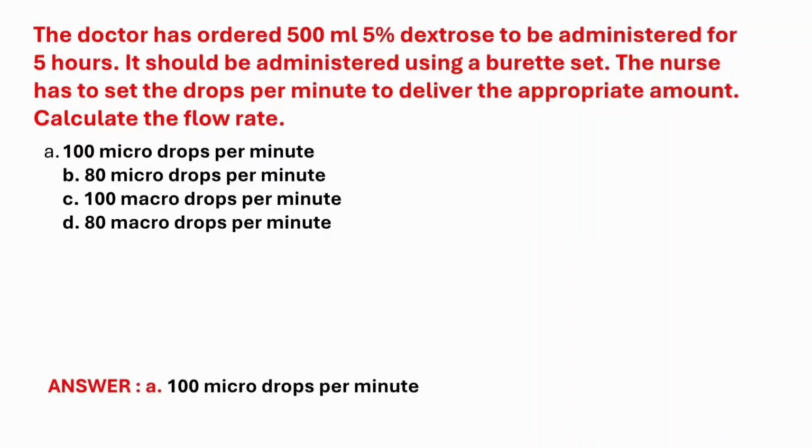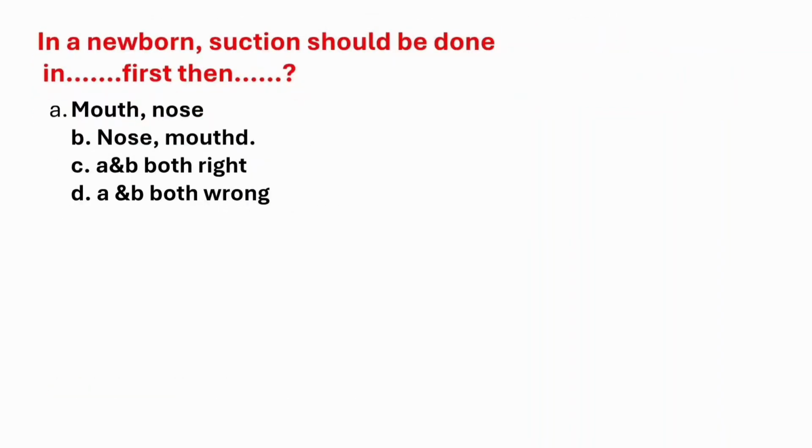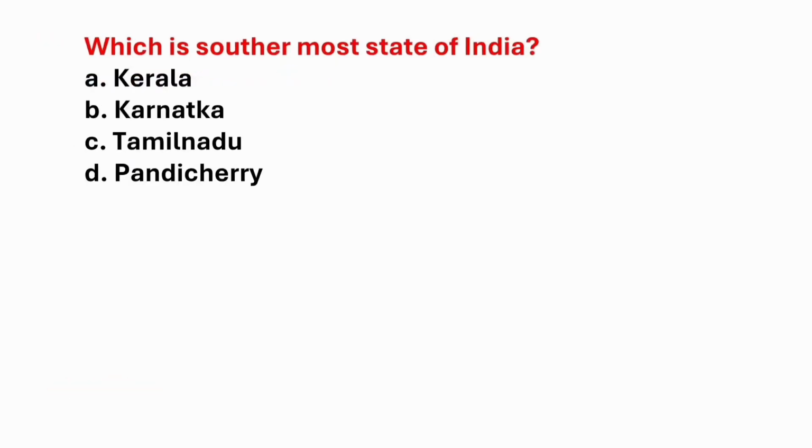100 microdrops per minute. In a newborn, suction should be done first in the dash, then dash. A. Mouth and nose. B. Nose and mouth. C. A and B both right. D. A and B both wrong. The correct answer is A. Mouth and nose. Which is the southernmost state of India? A. Kerala. B. Karnataka. C. Tamil Nadu. D. Pondicherry. The correct answer is C. Tamil Nadu.